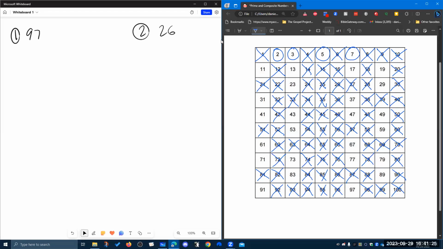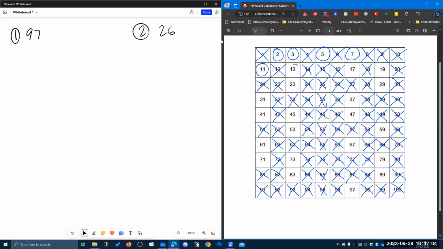So 7, 14, 21, 28, 35, 42, 49, 56, 63, 70, 77, 84, 91, and 98. Yep, 98. There we go. Everything that's left now, I'm going to tell you, is a prime number.